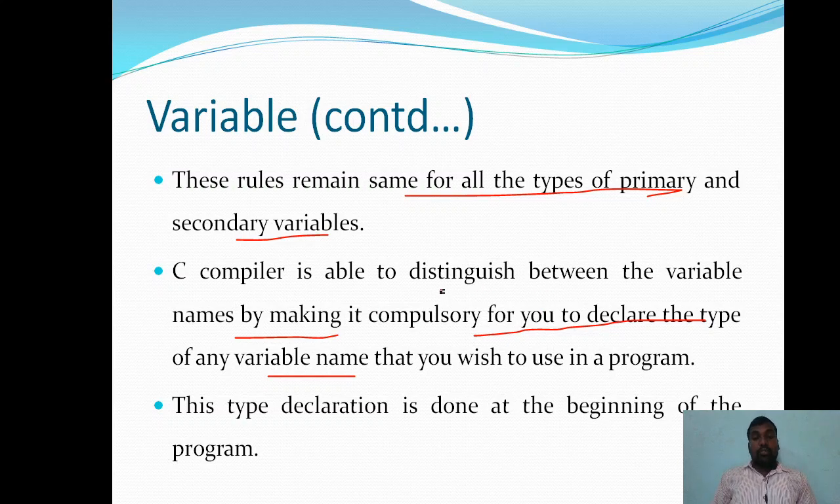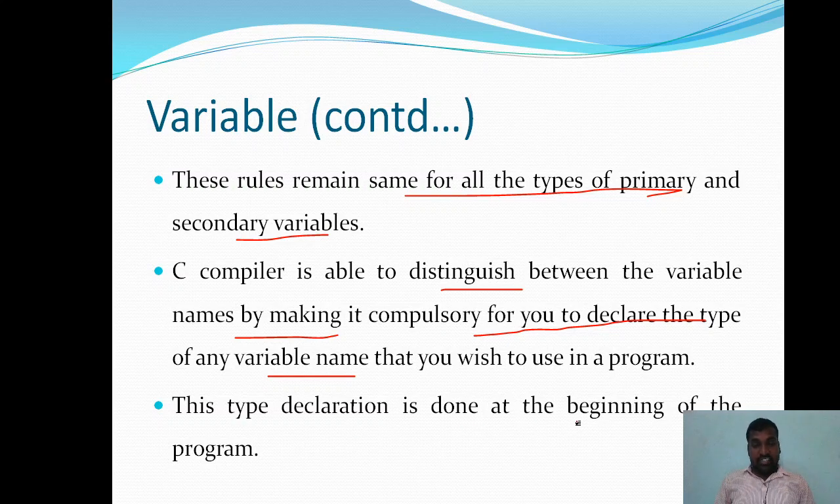So, the C compiler is able to distinguish between the variable names by making it compulsory for you to declare the type of any variable name. So while writing the variable name, you must write the type of the variable so that it can accommodate only that type of constants, so it can store in the memory location only that kind of constants. So if you are writing a variable name and the type of that particular variable is integer, it can accommodate only integer constants, means it can store only integer constant values, it cannot store character constants or fractional constants.